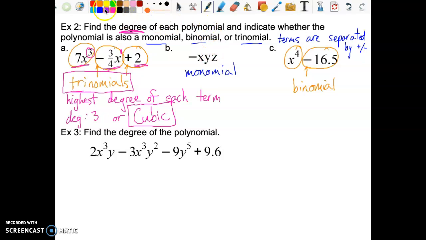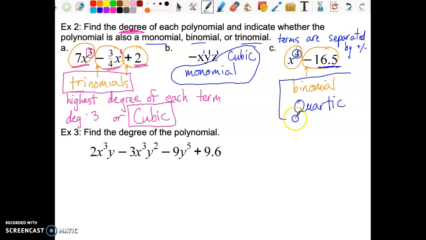So as you look at letter B, there's only one term to look at, and the sum of those degrees is 3. So again, this is a cubic monomial. I'll write it right here. So as you look at letter C, there's only 2 terms to look at. One is to the 4th power. This degree is 0, so between the two of them, the highest one is 4th. And remember, I like to call that a quartic. So this is a quartic binomial.